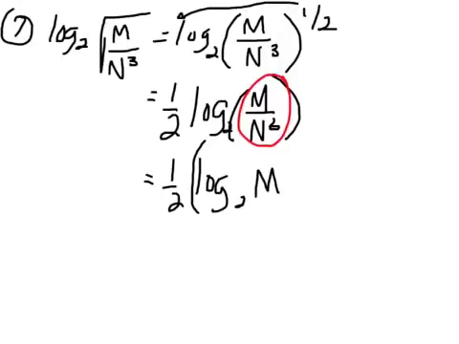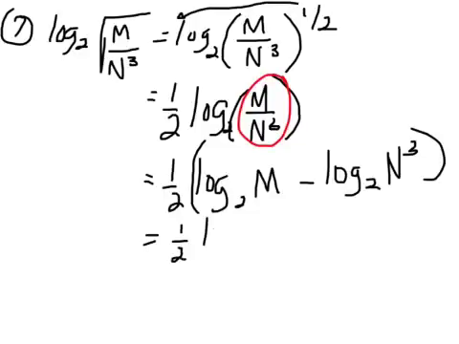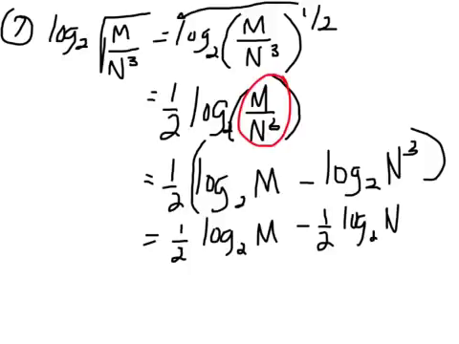Log 2m minus log 2n cubed. Okay, now we need to distribute that 1/2 times both of those terms. So let's go ahead and do that now. That's 1/2 of log 2m minus 1/2 of log 2n cubed.